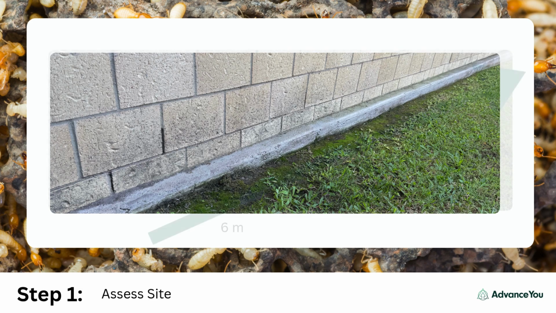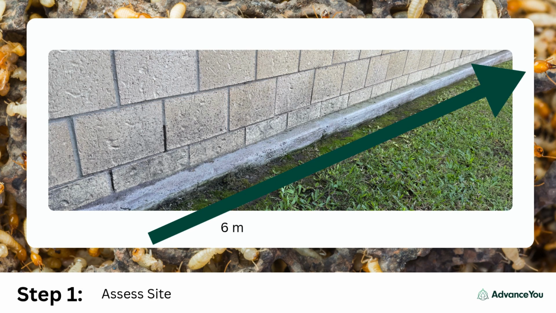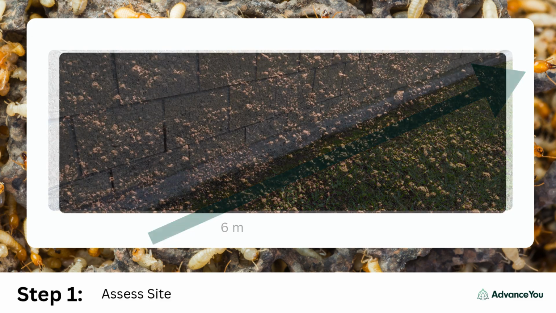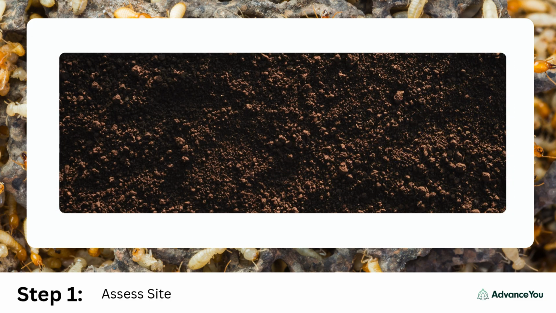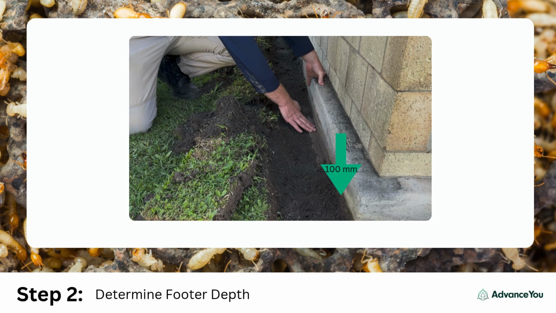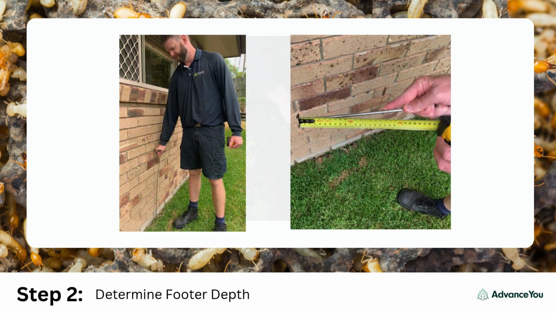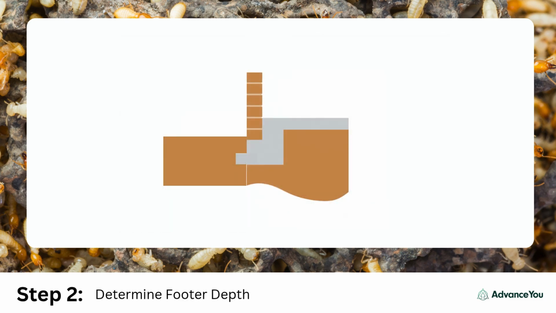Finally, calculate the treatment area. In this case, it is a 6-metre section. You'll then need to determine the soil type, which in this case is a sandy loam. You will also need to know the footer depth of the building. Insert a metal rod into the soil until you hit the footer edge.